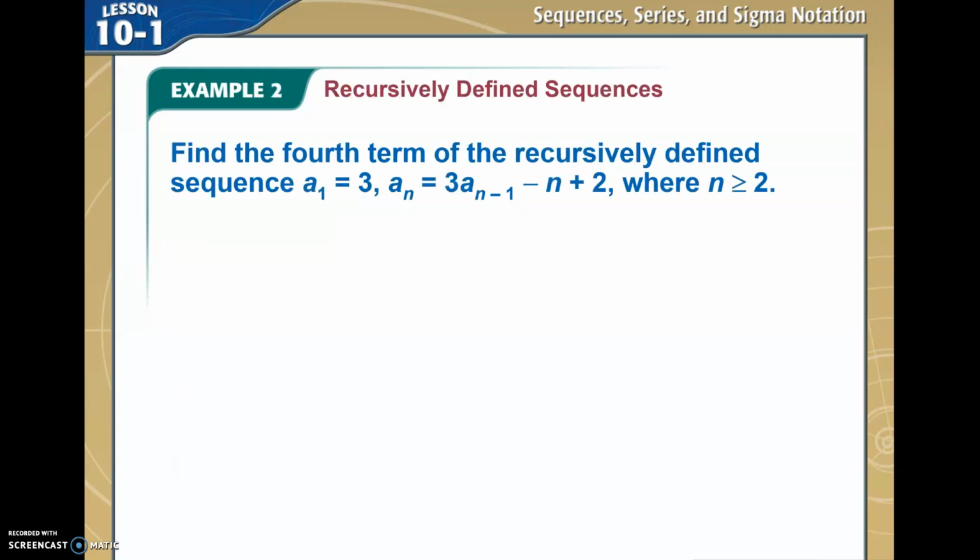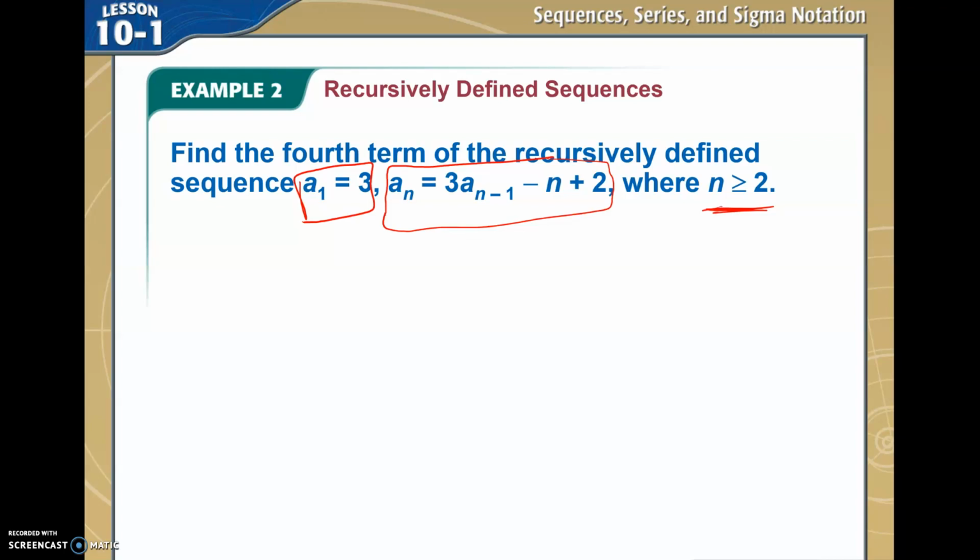All right, again, a recursively defined sequence. Again, look at this one. Here, in this case, this is the recursive formula. Okay, and here a1 is given. And here they are giving the range of n. Find the 4th term. Directly, they are telling us to find the 4th term of this sequence.